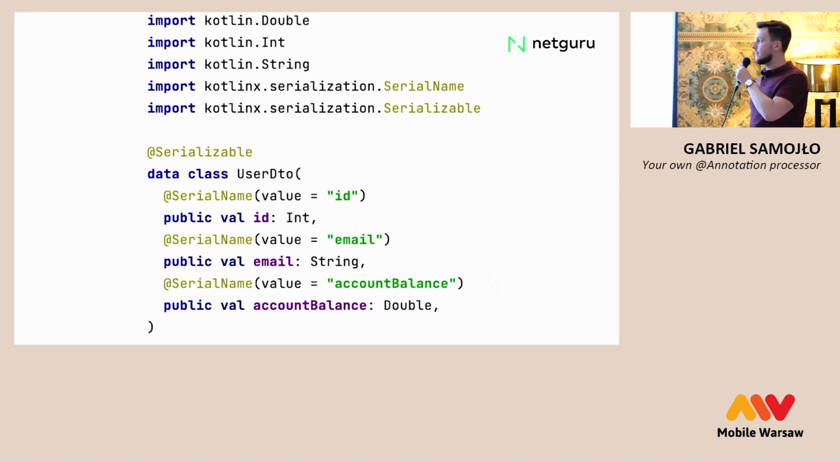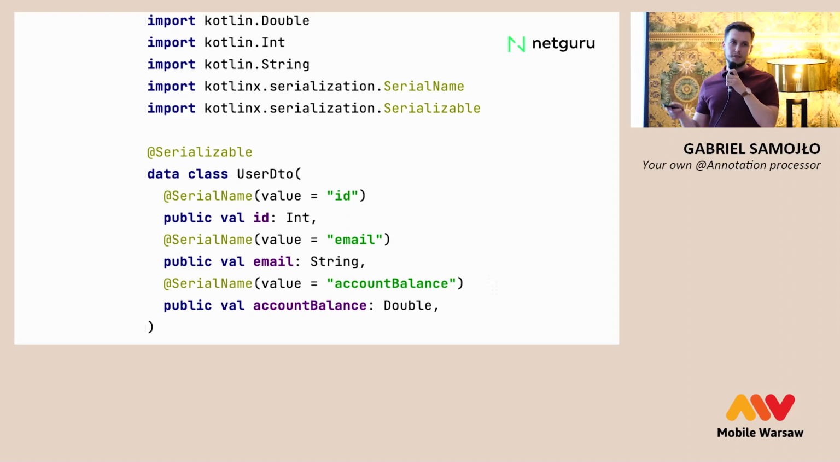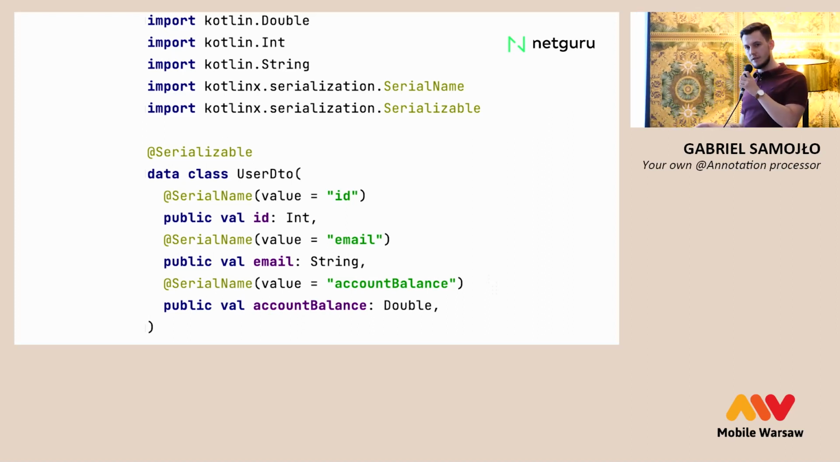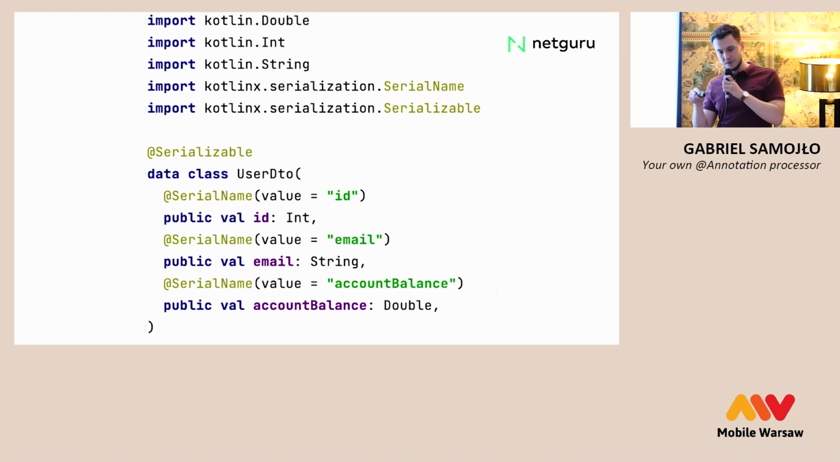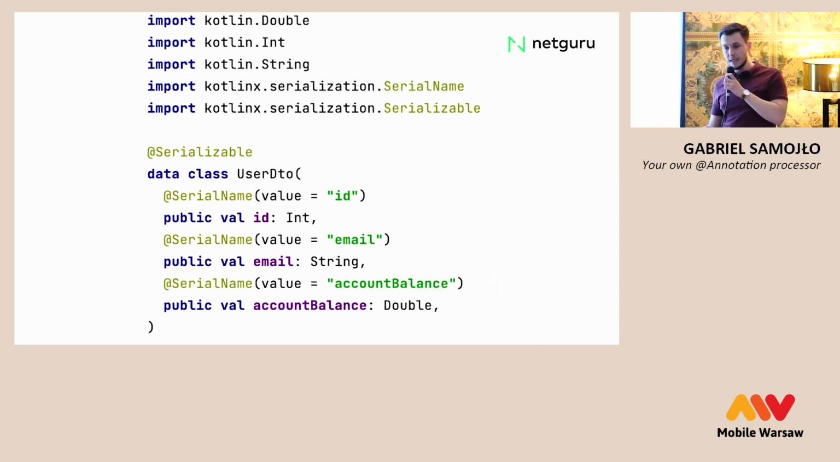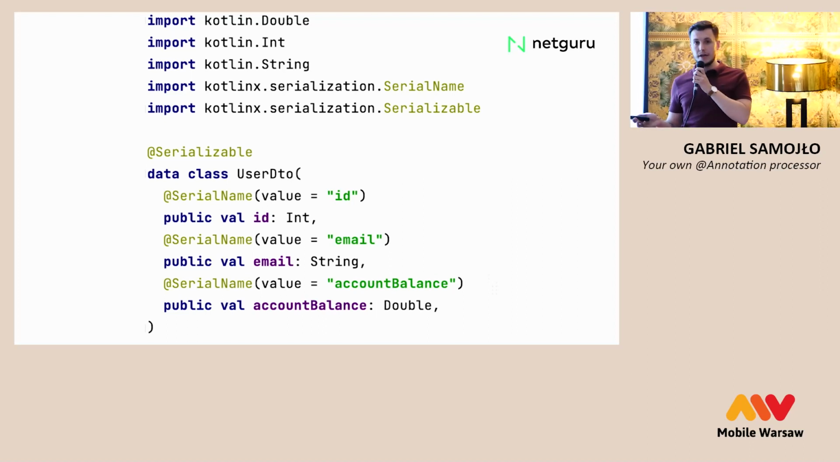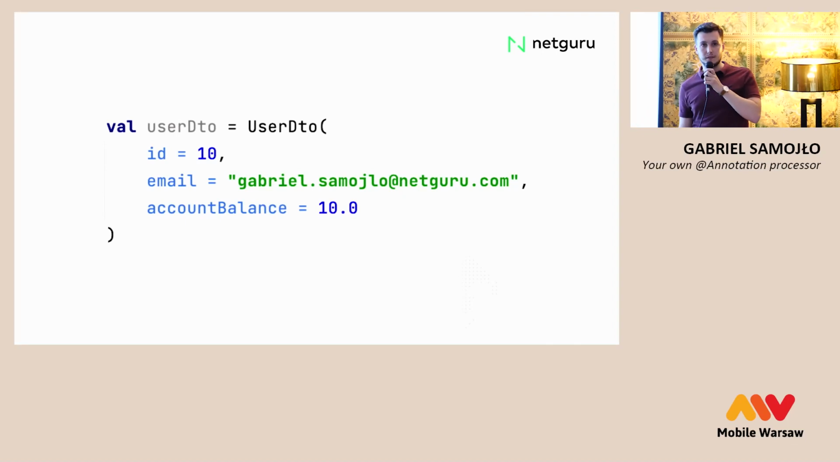Ta-da! That's what we are gonna have right now. Obviously, it's not gonna lay in our packages. It's gonna be under a certain directory, like build, src outputs, etc. So you won't be able to see it in your project hierarchy, and it will disappear if you clean your project. So that's something to remember. But we have it. We are able to use it as a normal class.